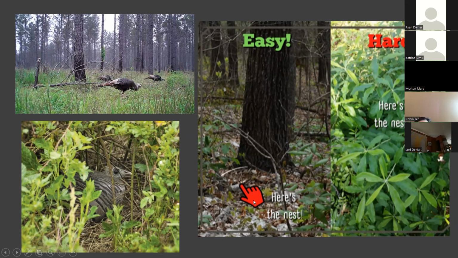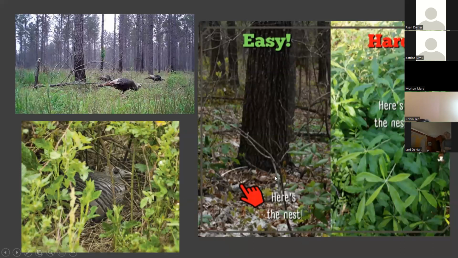So here on the left, you have more of your closed canopy system, just a little bit of growth here on the ground. And then over here, we have more probably a woodland or a savanna that has a lot of herbaceous growth on the forest floor. And when our hens get ready to nest here, you would much rather be nesting here on the right because the predators can't see you. It's going to be much harder for them to get to the nest.